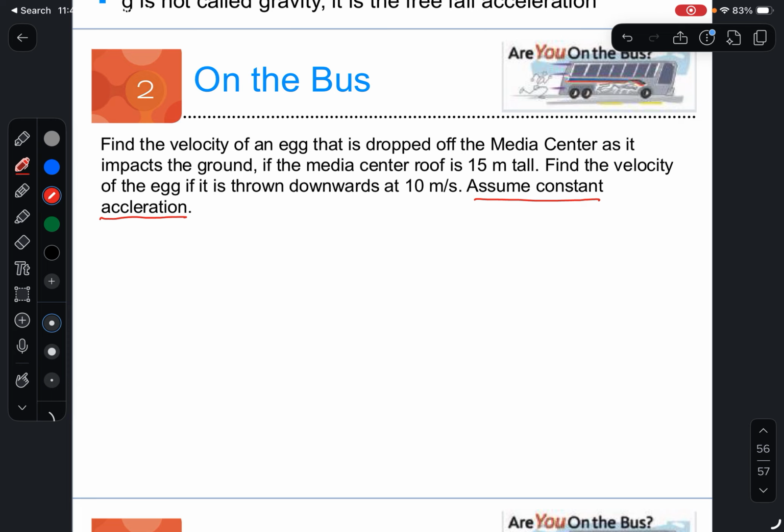So we're going to use our third kinematic equation. And that third is, now we're in the y direction, so we're going to change it to Vy final squared equals Vy initial squared plus 2ay times delta y. And if you wanted to draw a little picture, here's our ball, here's our setup. So this distance would be your 15 meters.